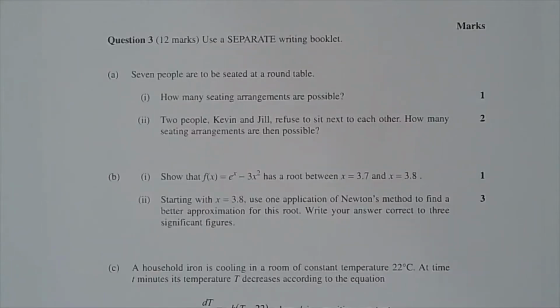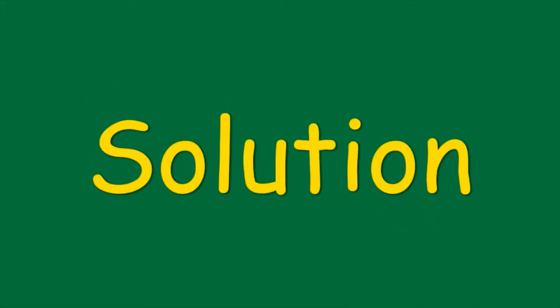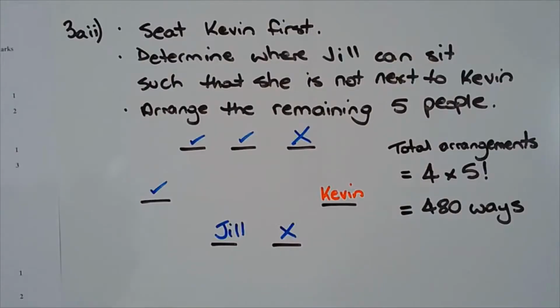Part 2. 2 people, Kevin and Jill, refuse to sit next to each other. How many seating arrangements are then possible? This is an ordered circular arrangement with a restriction, and the restriction here is that Kevin and Jill cannot sit next to each other. There's 2 ways we can go about this. We can use complements, where we determine the number of arrangements where Kevin and Jill are sitting next to each other, and then subtract that from the answer in part 1.